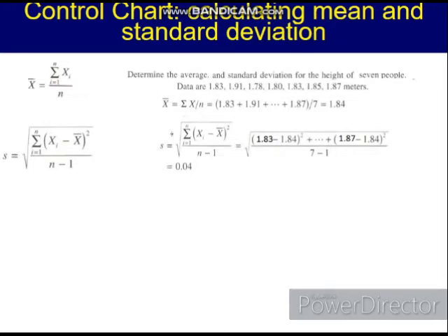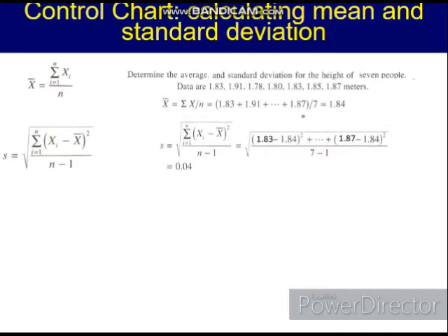So first, you need to calculate the mean. The mean is the summation of all the data divided by n, the number of data. So you just add them up: 1.83 plus 1.91 plus, and the last data is 1.87, and then you divide it by 7. What is 7? 7 is the number of data points, and you get 1.84.